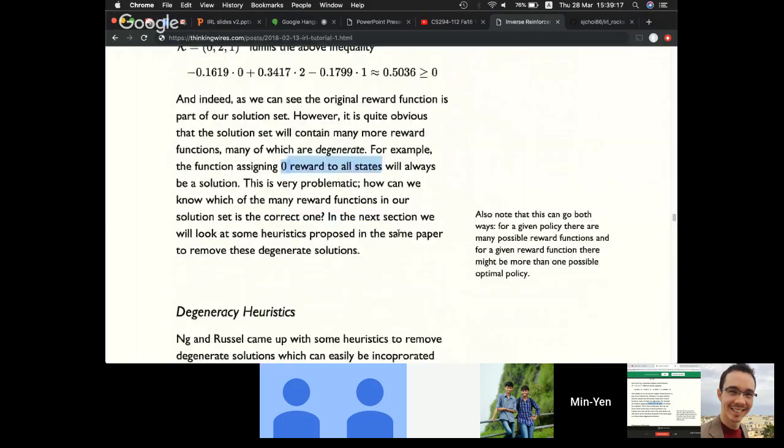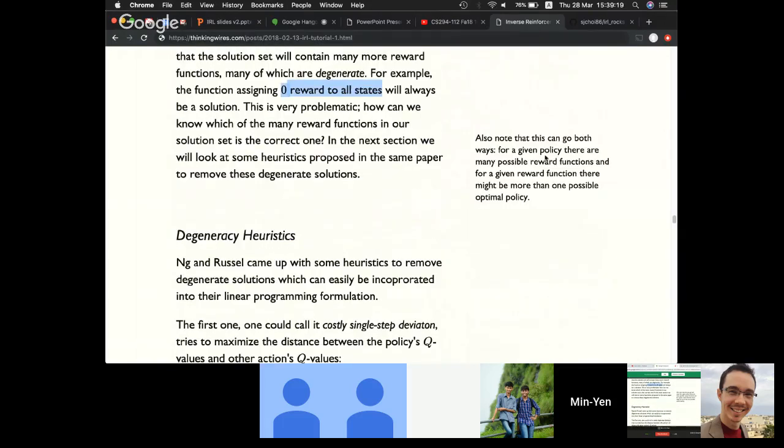Right. So it says here, also note that this can go both ways. For a given policy, there are many reward functions. For a given reward function, there might be more than one possible policy. Right. So there's ambiguity in both directions.